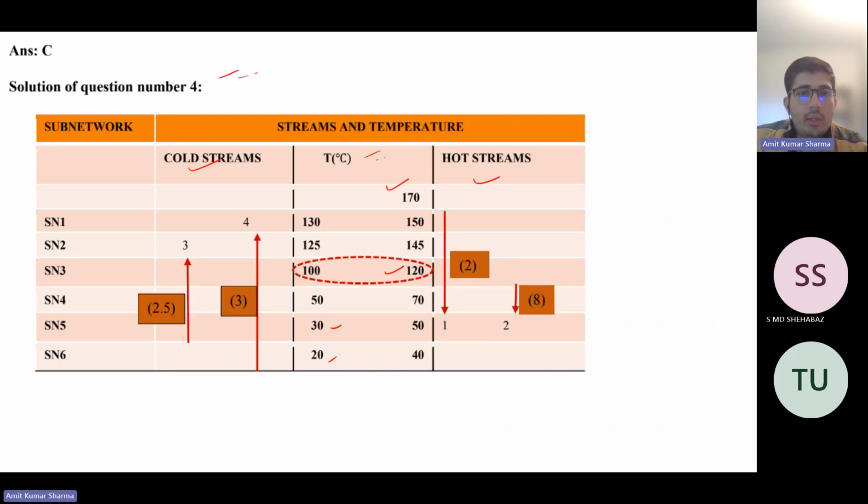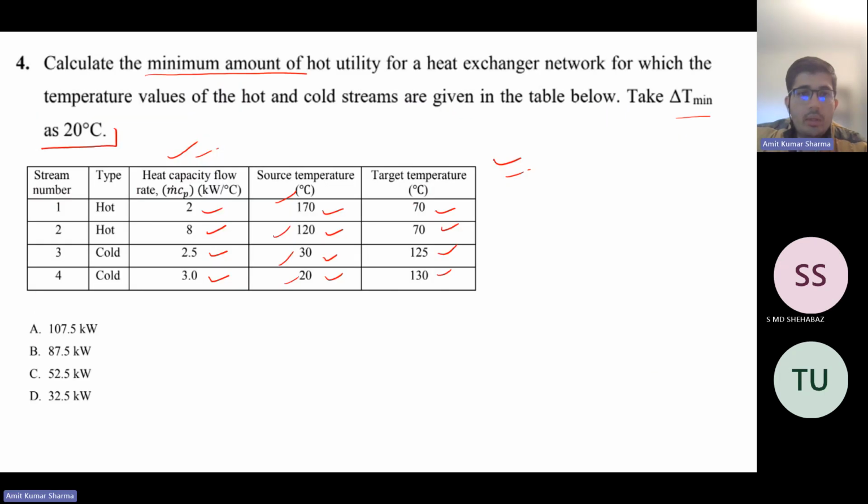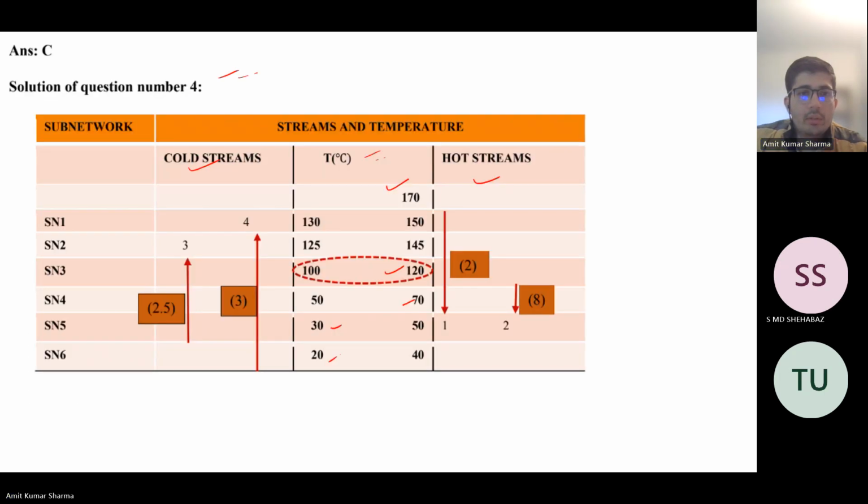We can see 70 and then 125 and 130. Okay. So with this there's 170, then we are coming to 130. Here we know that delta T minimum is 20 degrees, so the maximum temperature difference will be 20 degrees. So from 170, if we go downward, it will be minus 20, so it will be 150.